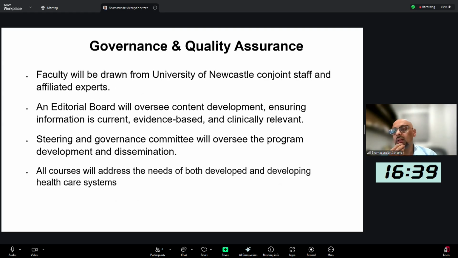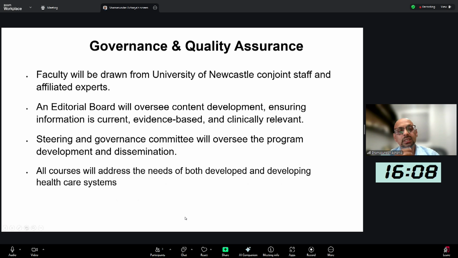There is quite a bit of governance and quality assurance built in with these courses. Faculty is primarily drawn from University of Newcastle conjoint staff and affiliated experts. An editorial board will oversee the content development, ensuring information is current, evidence-based, and clinically relevant. And there will be a steering and governance committee which will oversee the program development and dissemination.